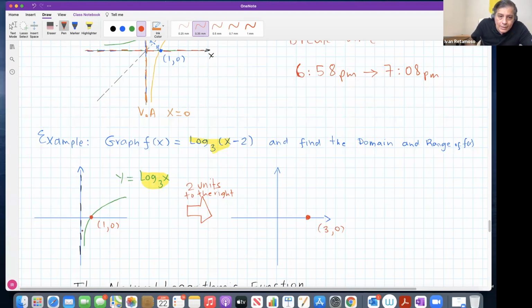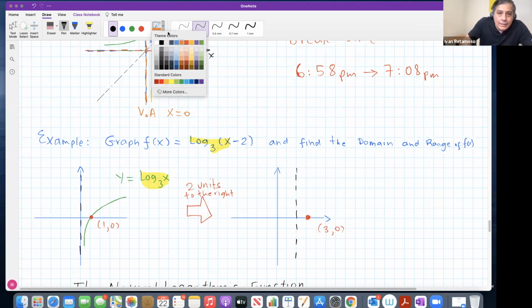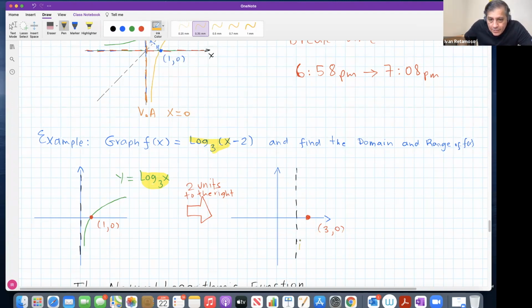Now the asymptote is at x equals 0. But since you're shifting 2 units to the right, the asymptote will appear now here, the vertical asymptote. So shift the main features, the x-intercept and the vertical asymptote. Now, finally, the new graph will be this. Then you draw the curve there, asymptotic to this line, an increasing curve from left to right. This will be the graph of y equals log base 3 of (x minus 2).